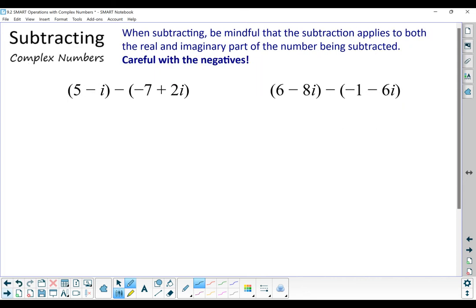Subtracting really works almost exactly the same way as adding, especially if you've been adding with negative coefficients. The thing to be extra careful of is that this subtraction symbol applies to the real part, and it also applies to the imaginary part. So this complex number has two parts. The subtraction applies to each of them. So just be careful to apply it to both parts.